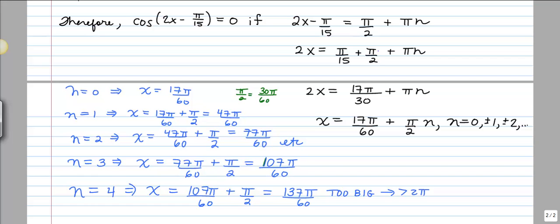So we actually get 4 solutions that fit in the interval 0 to 2 pi. Okay?